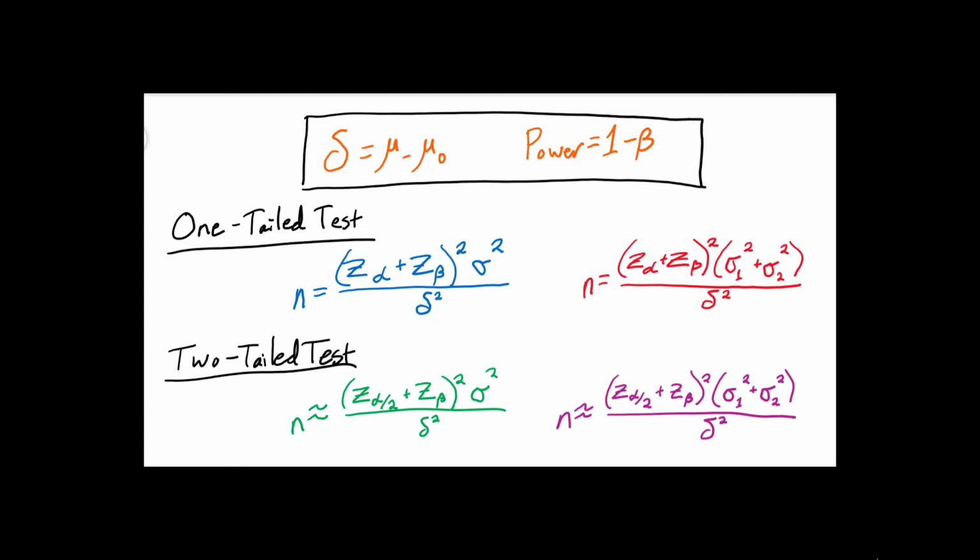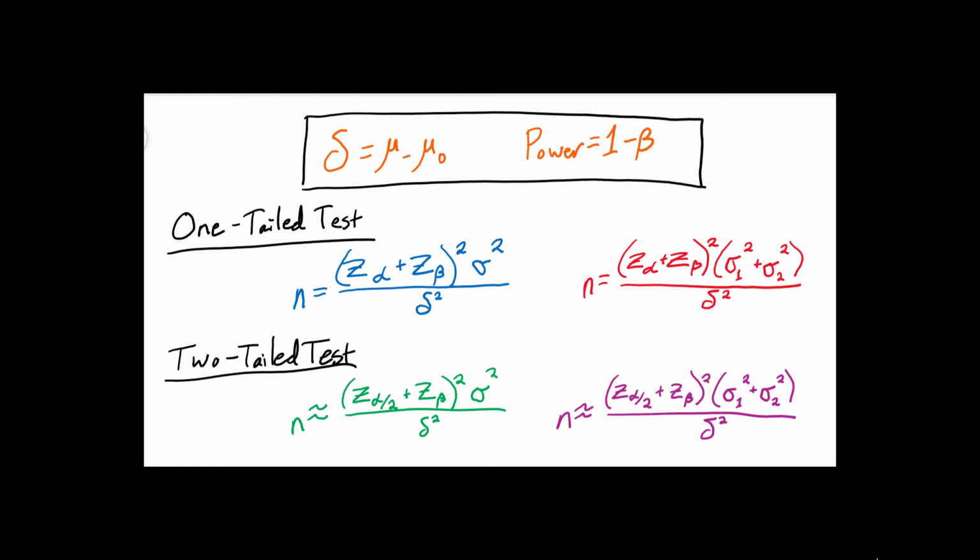Now, when we have two samples and we're looking at two populations, looking at the difference between two means, we can do the same thing. Z sub alpha, Z sub beta, those values, we can find them the same way. The only difference is we'll now multiply times the sum of the variance of each of the populations that we're looking at. And then again, we're going to divide by delta squared.